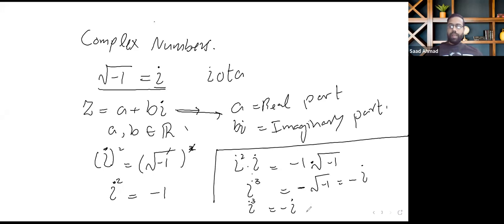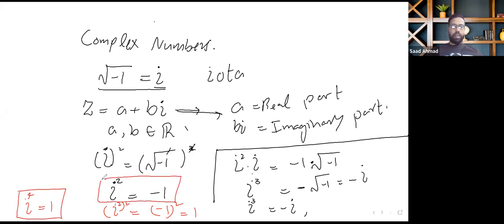And again from here, if we square i squared, the red one, I'm writing with the red pen, so (-1) squared. What is the square of -1? That will be 1, and square times square is the power 4. So we get i to the power of 4 equals 1. So i to the power 4 is 1, i squared is -1, and i cubed is -i. These are the basic powers of iota.